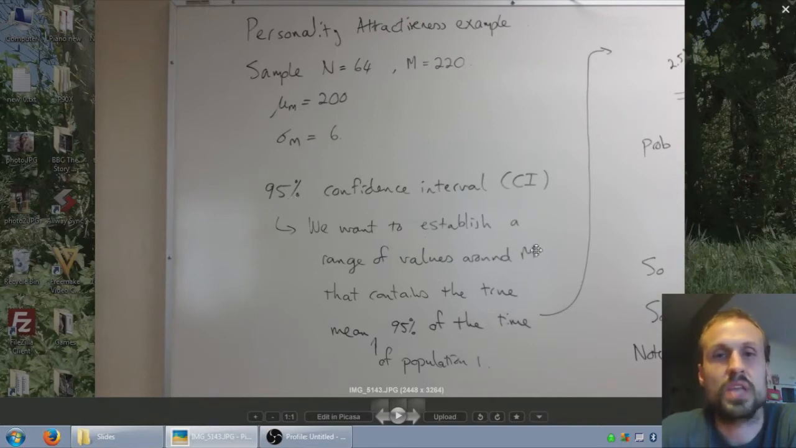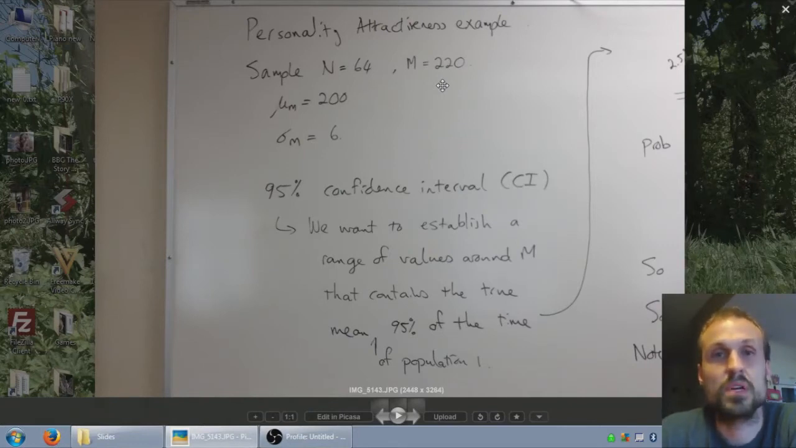We want to establish a range of values, an interval, around my sample mean so that it contains the true population 1 mean 95% of the time. With 95% confidence, I'm trying to capture the mean. Now, I don't know what population 1's mean is, what the new population mean is.